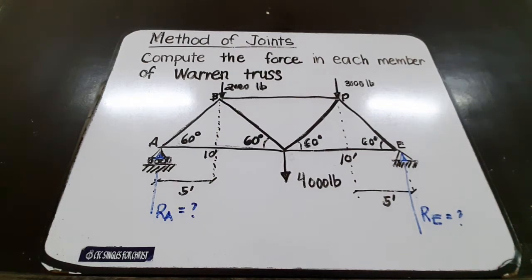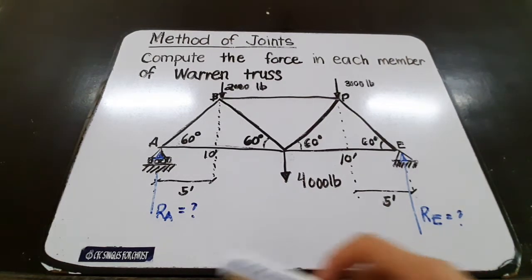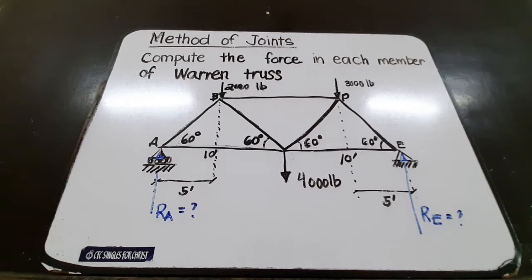Okay, so we discussed the method of joints. So we have here a Warren truss and we need to compute the forces in each member of the Warren truss. So if you're going to solve in the analysis of structures, of course, you first need to solve for the reactions of the trusses.